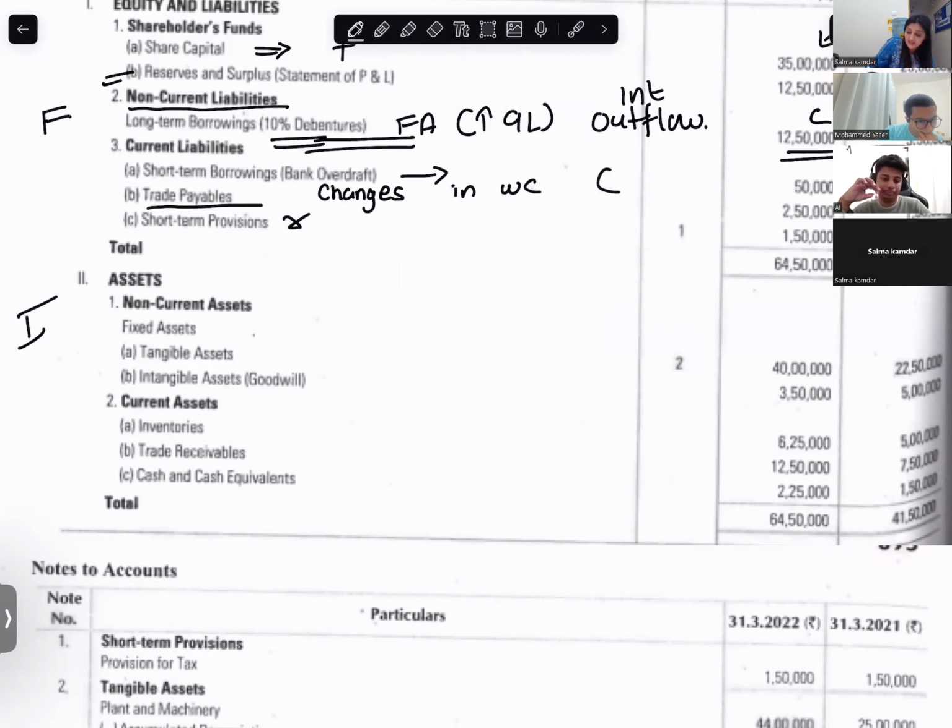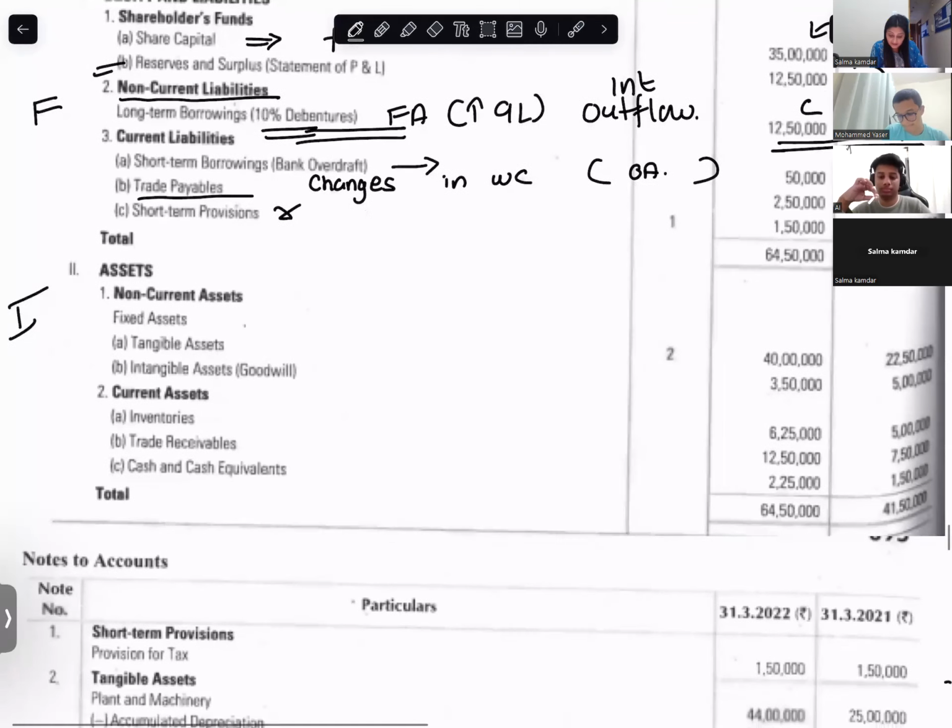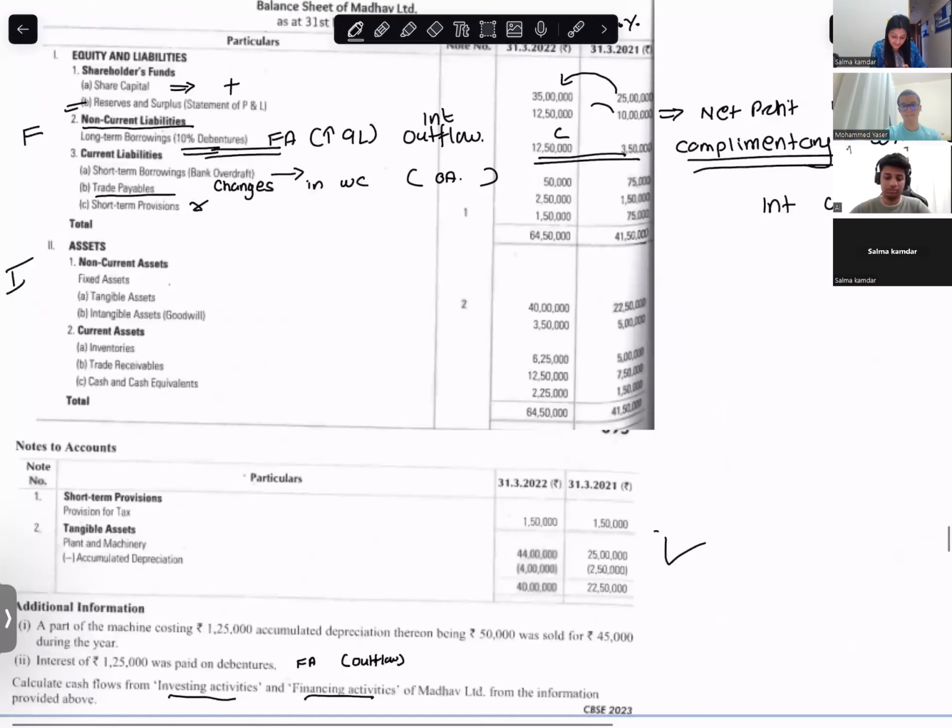So this comes in which activities? Operating. Operating activity. Are you with me? Yes, ma'am. Anas, are you with me? Yes, sir. Okay, fine. Let's go ahead for assets.